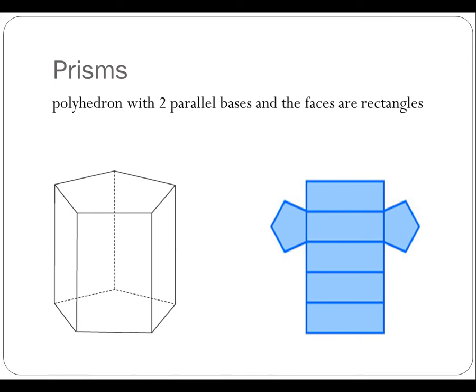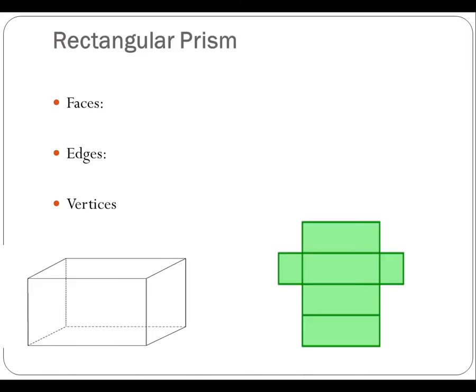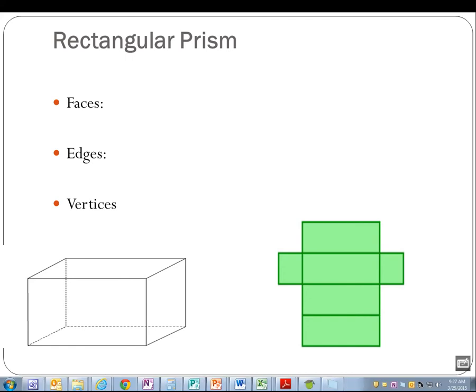Okay, let's see here. Wrong button. So then we have faces. Here we have a rectangular prism. Okay? We have a rectangular prism. How many faces does this guy have? There are 6 faces. 6.